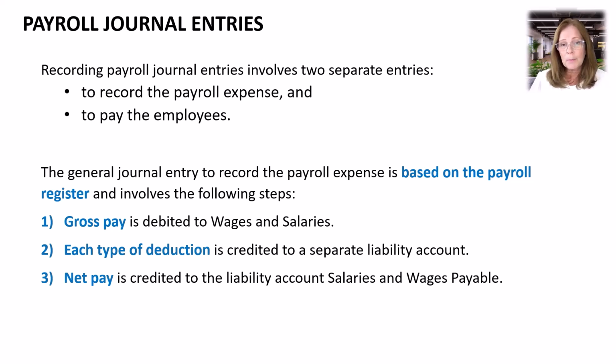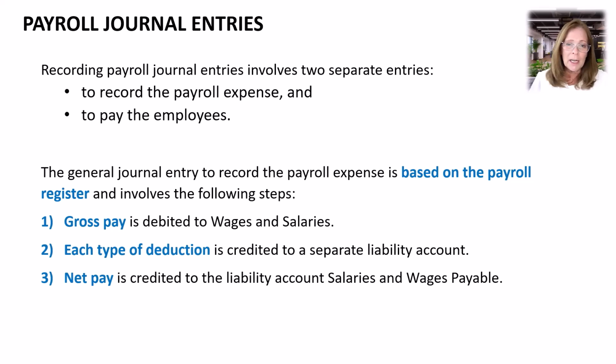Typically, there are separate general ledger accounts for different types of wages. In our textbook, the gross pay is debited to shipping wages expense for the shipping clerks and supervisor, and to office salaries expense for the office clerk.